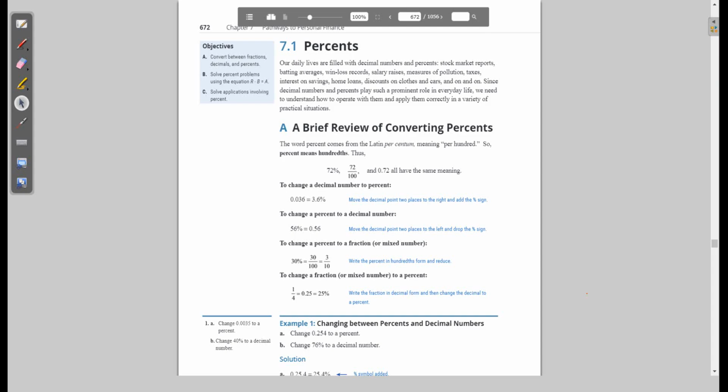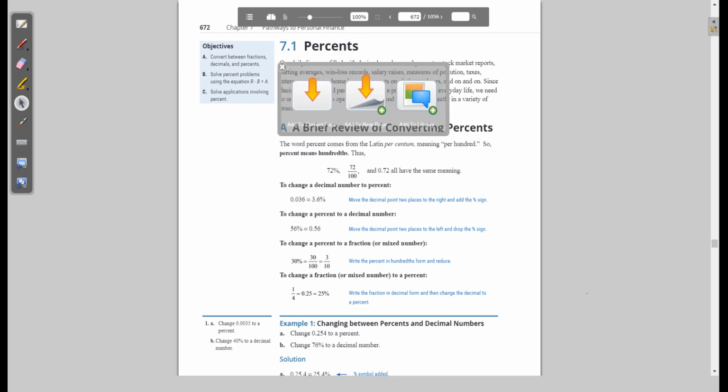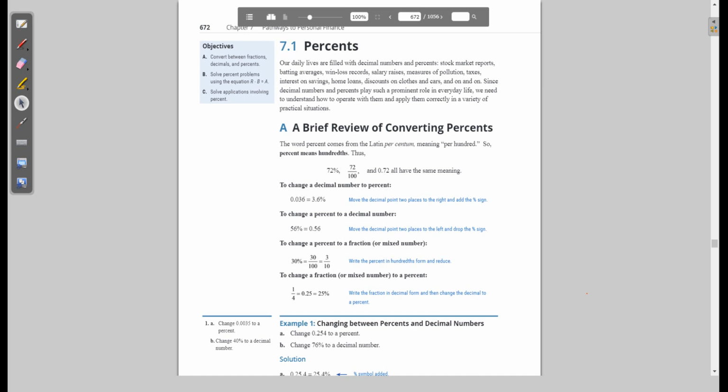Alright, today we're talking about Chapter 7, Section 1, percents. So we're going to have a brief review of converting percentages, and we'll go and snip example 1 along with it.